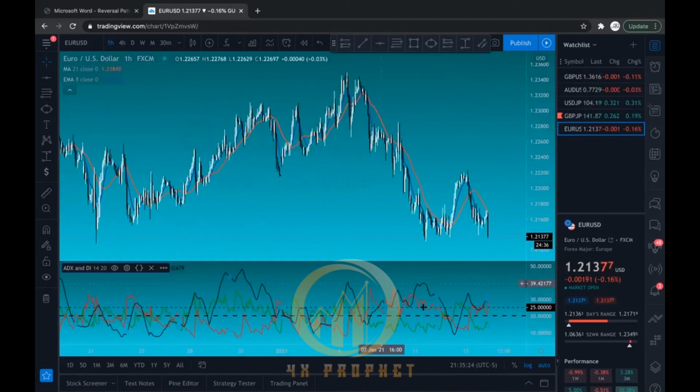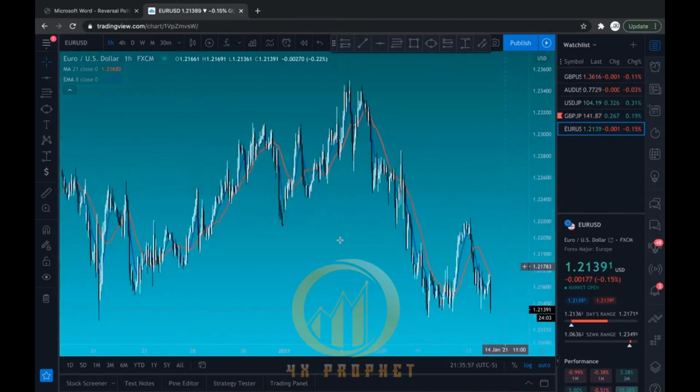So let's break this down real simple again. Keep in mind, when the D positive is above 20 and 25, and also the red, which is the D negative, it's a bullish market. When the red is above the green, which is the D positive, and the 20 and 25, it's a strong bearish market. And when the ADX is high, because the higher the ADX line is, that's the term for how strong that market is, right?